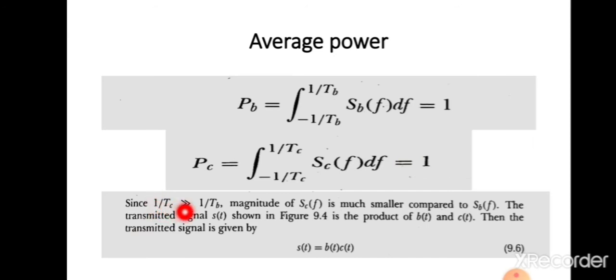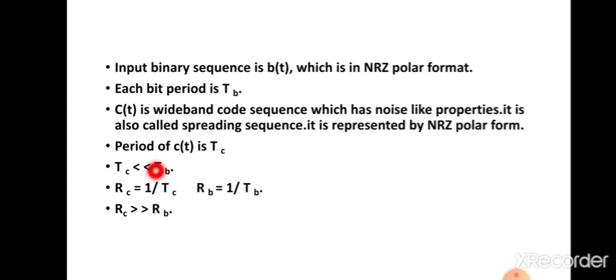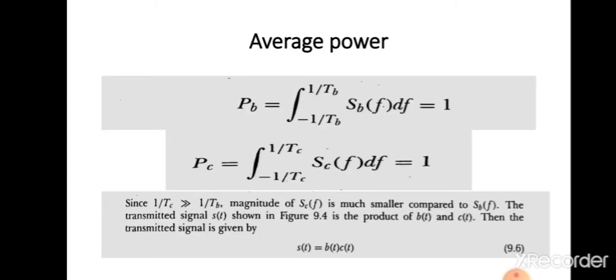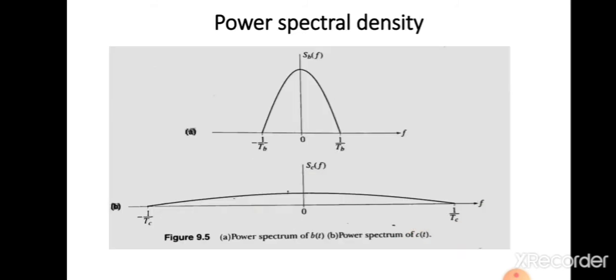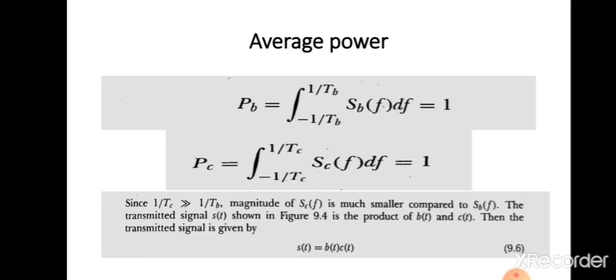And here 1 by Tc is very much greater than 1 by Tb. You can see here that from this condition, 1 by Tc is very much greater than 1 by Tb. That means the magnitude of Sc of f is much smaller compared to Sb of f. You can see it from this figure. So the magnitude will be lesser for this PN sequence.